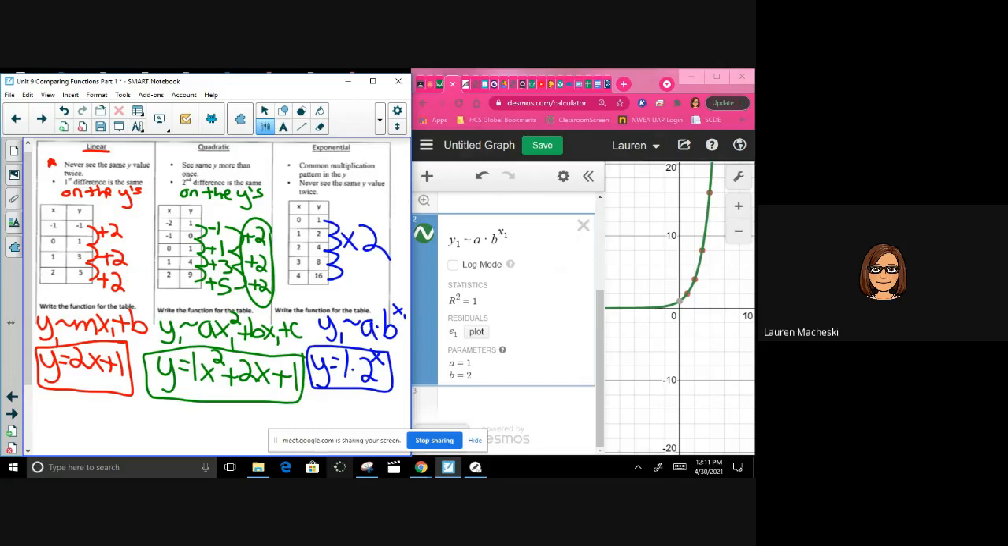All right, let's look at some tables to see if we have any questions on that. Are we good with our calculator? All right, let's look at some tables to see if we can figure out what they are, and then we'll use our calculator. Our calculator does pretty much everything for us.